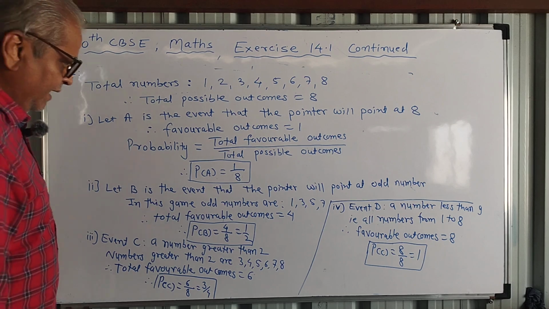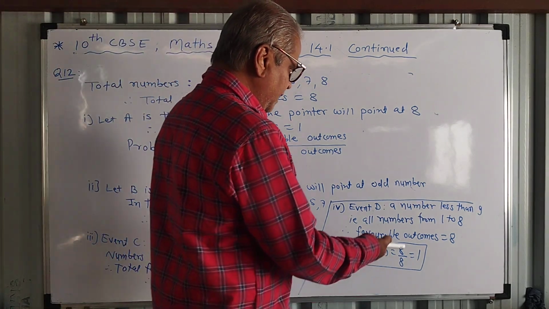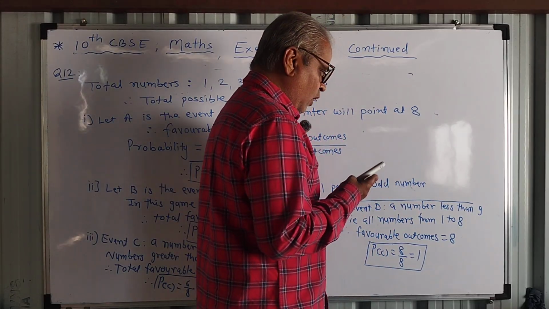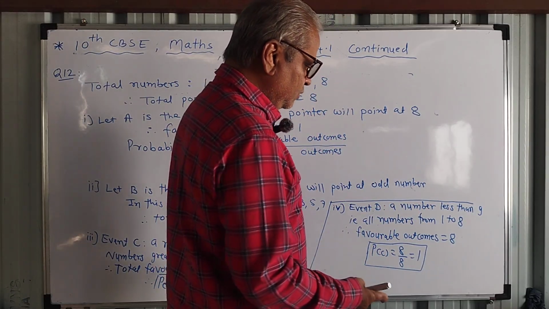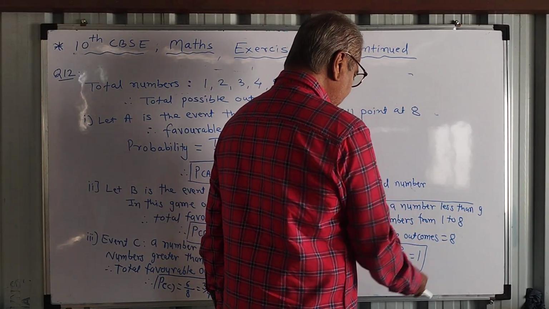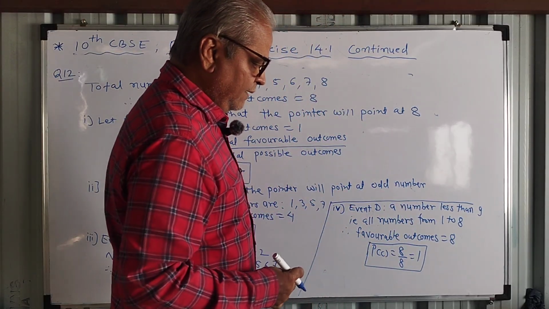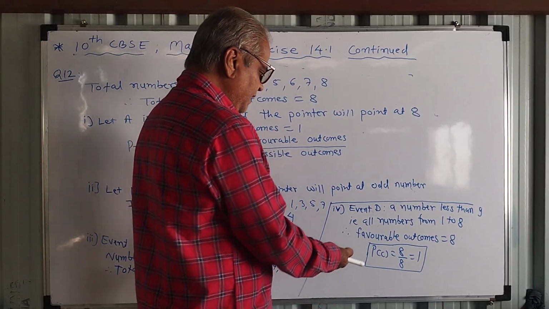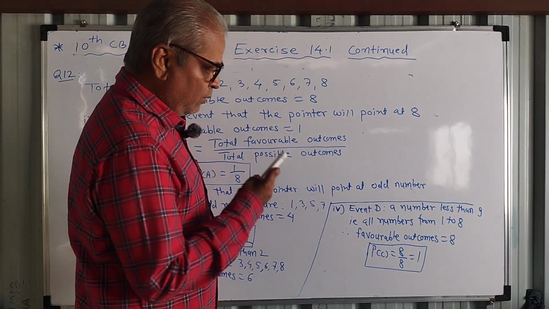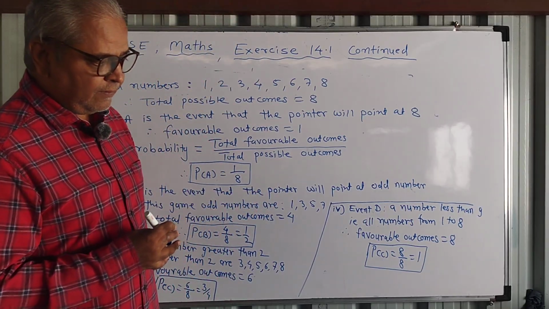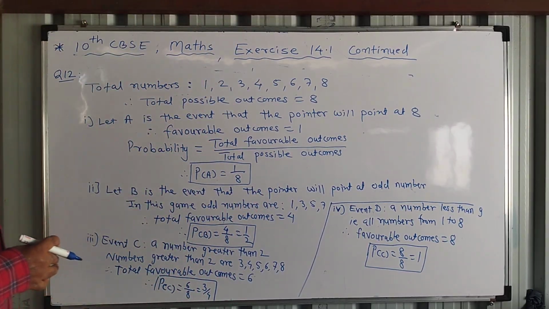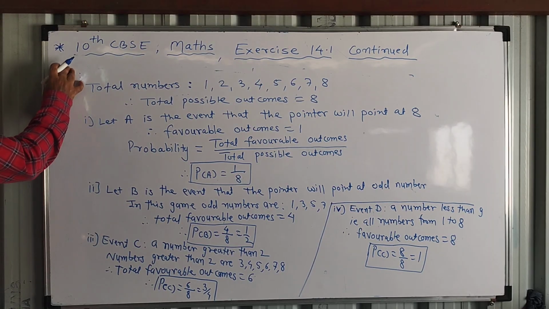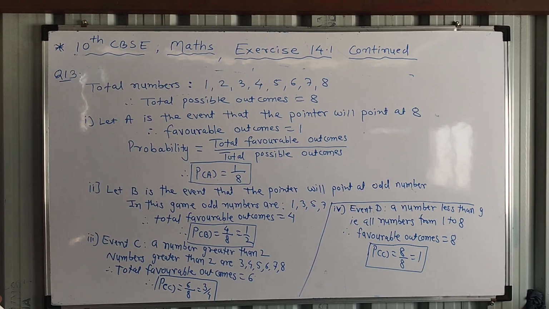Now last event, event D, is a number less than 9. So all numbers 1 to 8, all numbers are less than 9. So favorable outcomes are 8. So probability of event D is 8 upon 8, that is 1. So this event is a sure event because the probability of this event is 1. So this is how we have finished question number 12. Now we will solve question number 13.